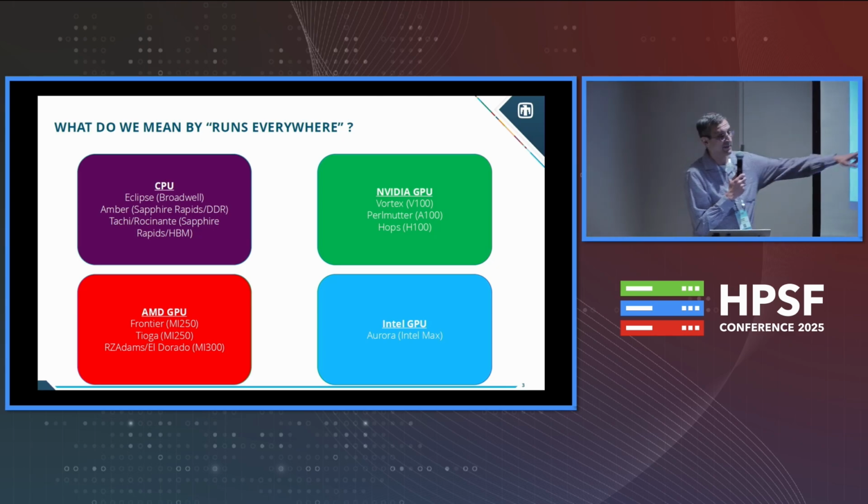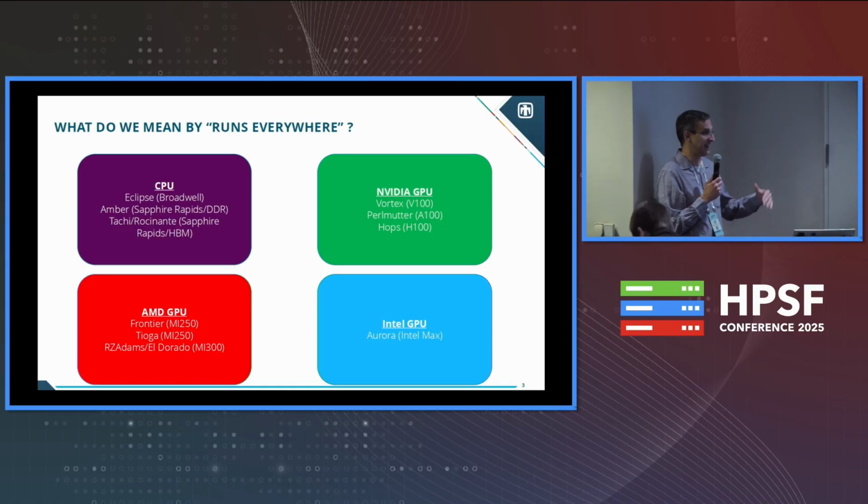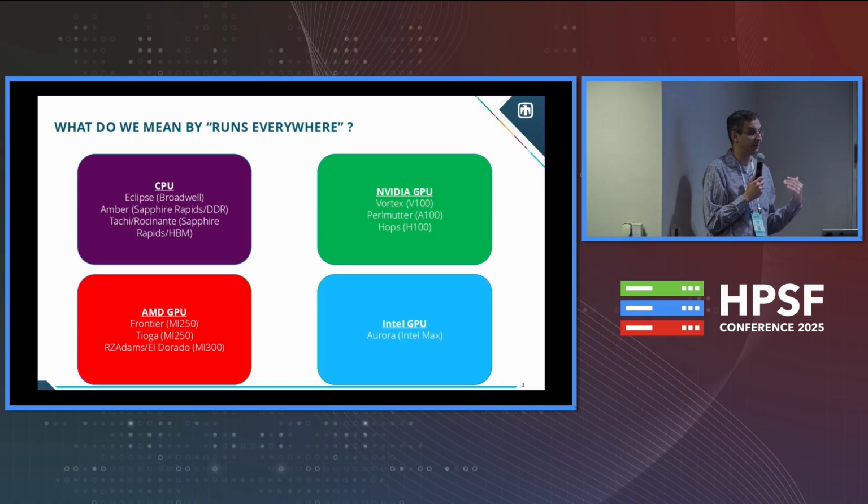On the AMD side, we have Frontier at Oak Ridge. We have Tioga at Livermore, and we have RZ Adams and El Dorado, which are mini LCAPs. One's at Sandia, one's at Livermore. In terms of our NVIDIA GPUs, we have Vortex, the old mini Sierra at Sandia. There's Perlmutter at NERSC, and there's Hops with H100s at Sandia. And then finally, Aurora itself on the Intel side.